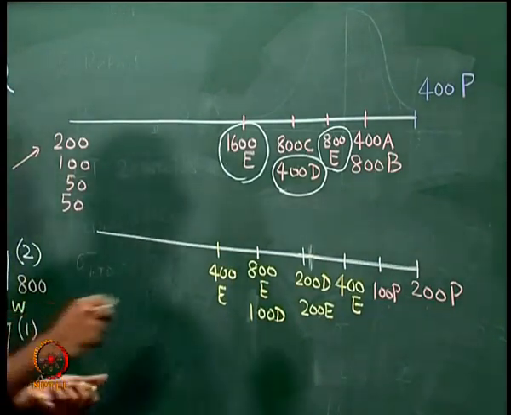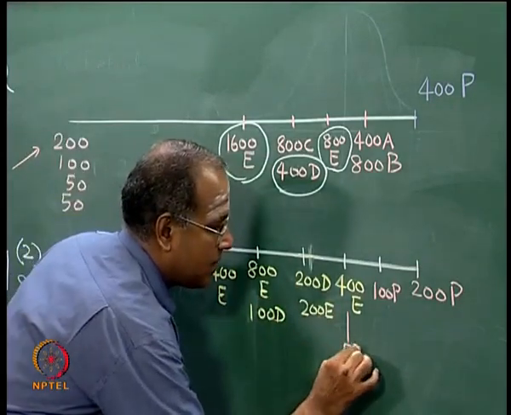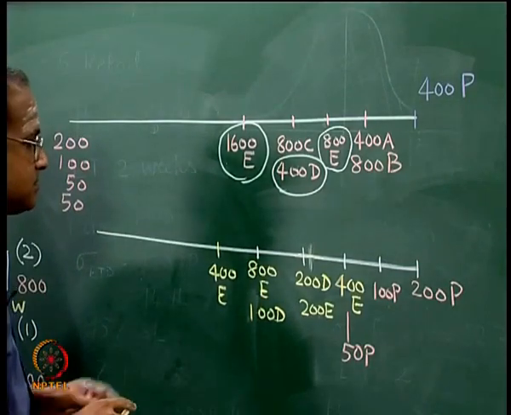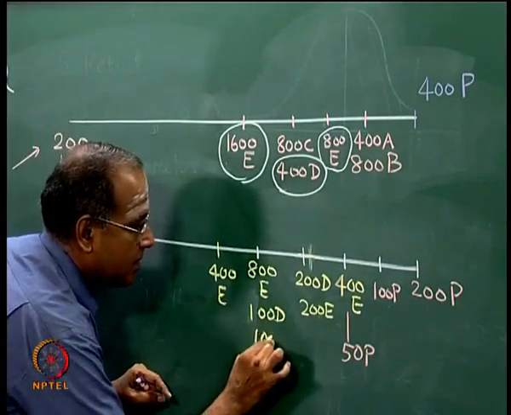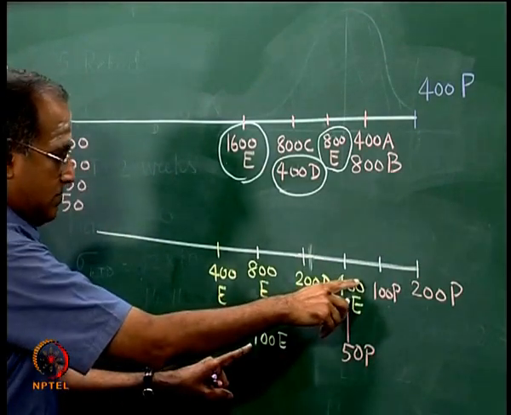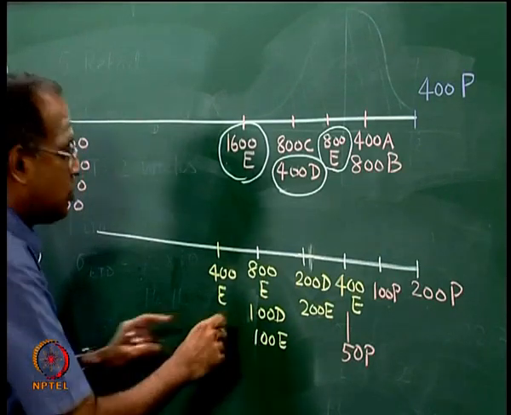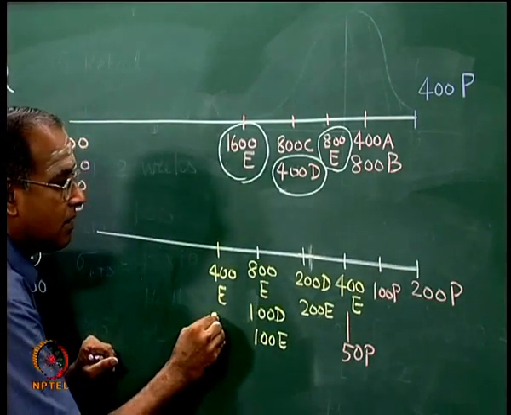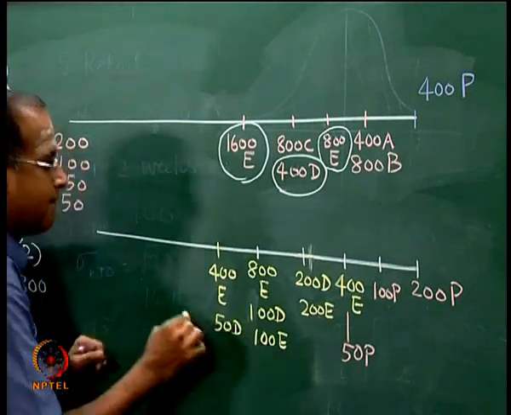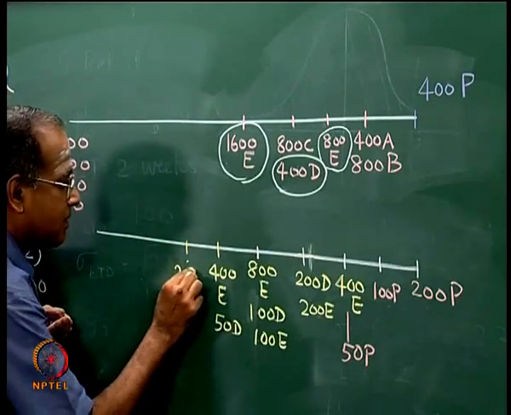Now, if I go back and say that I need another 50 P here, this 50 P would mean 100 E here, 50 D here, and 200 E here.